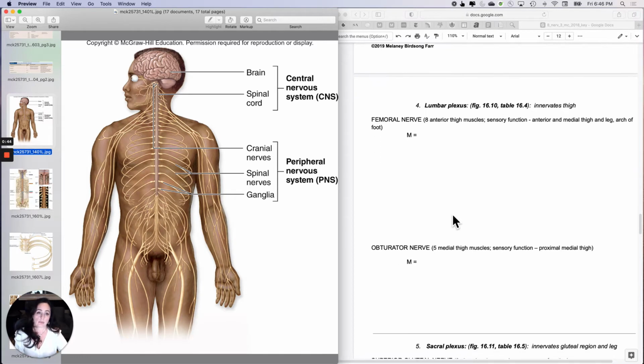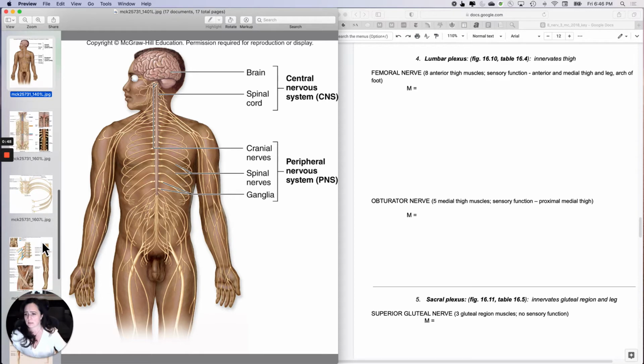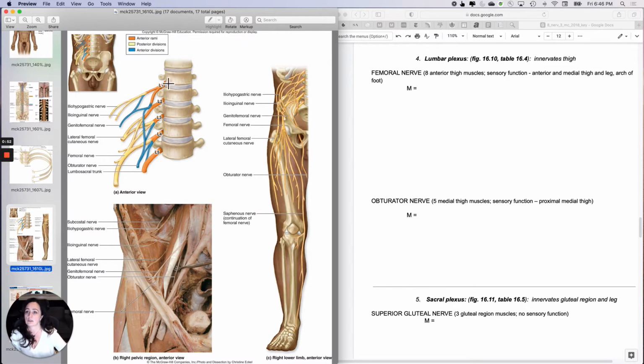And now we move down to the lumbar plexus. And the lumbar plexus, it's complicated, but you only learn 2 nerves out of it. So again, you should be able to recognize it. How do you recognize it? Process of elimination, no atlas, no axis, no ribs, right? No sacrum. So this is the lumbar plexus coming out L1 through L5.